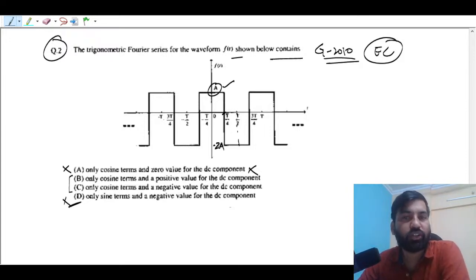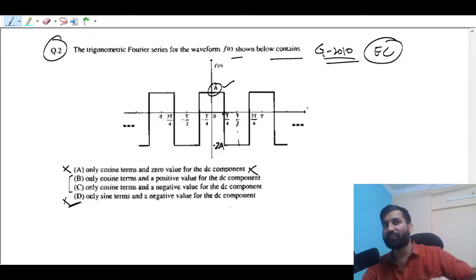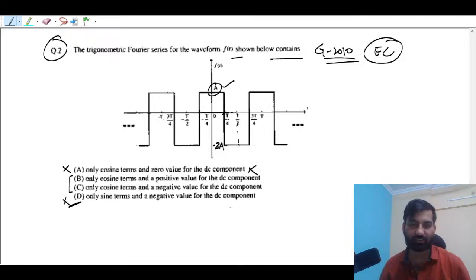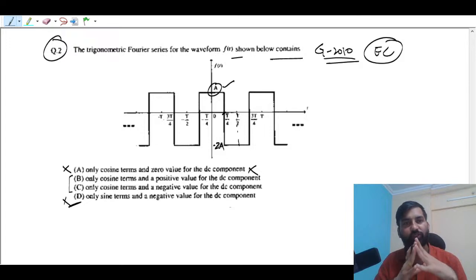So the trigonometric Fourier series was there, and there is a to minus 2a. Your signal is from a to minus 2a. So which answer is going to be correct? That is what you have to check. Yes. So now I have told you these two options you can eliminate, A and D.